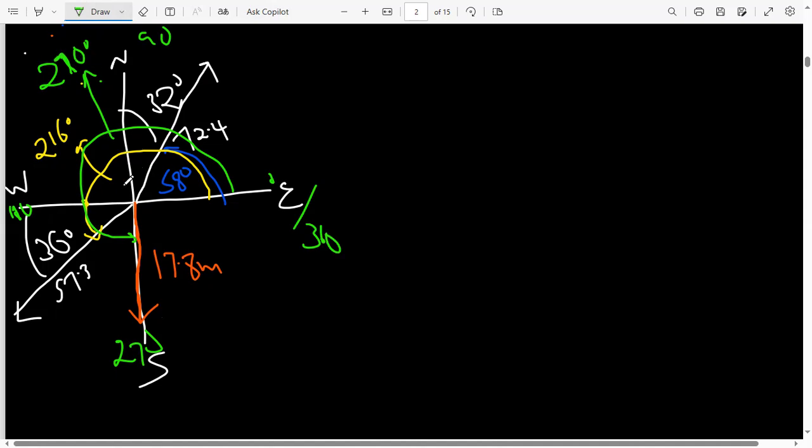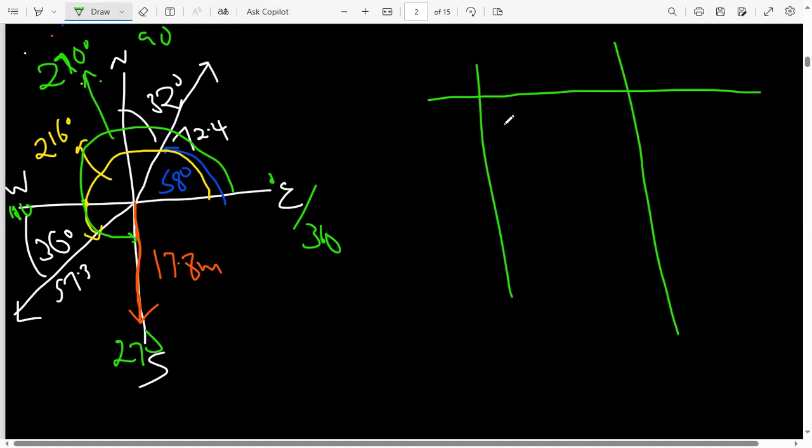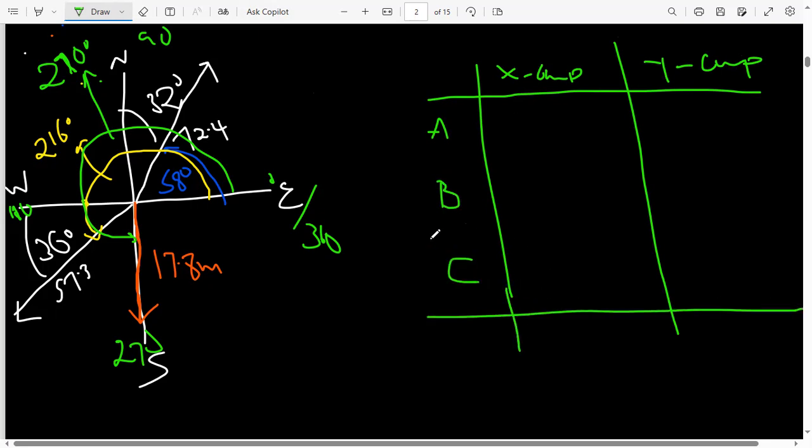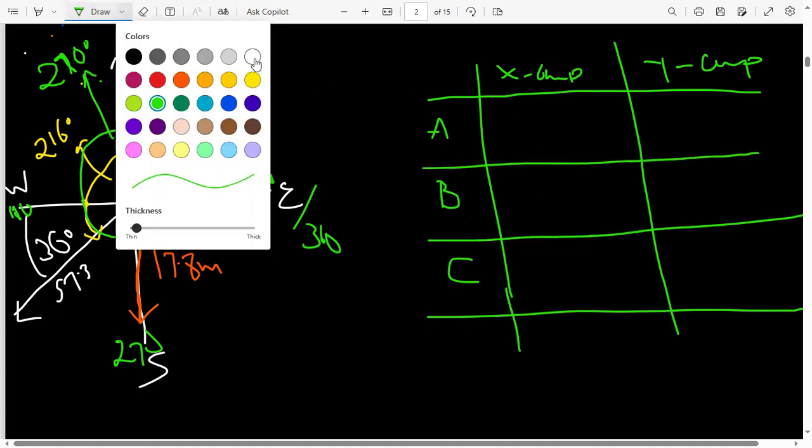So now let's find the components of these vectors. We have 3 vectors. As usual, you draw your diagram, put your x component here and your y component there. Your first vector we can name vector A, the second vector is vector B, and the third one is vector C. So this is what we have here. Now let's find these components.